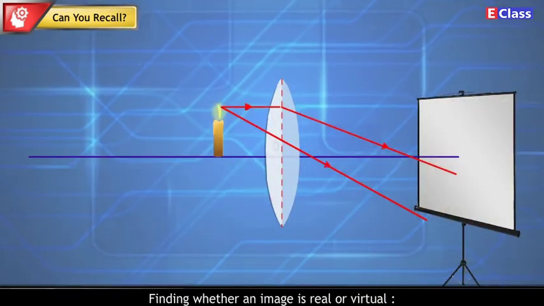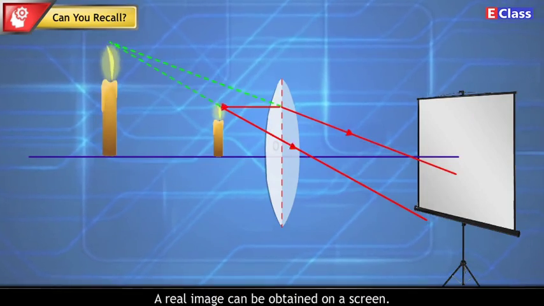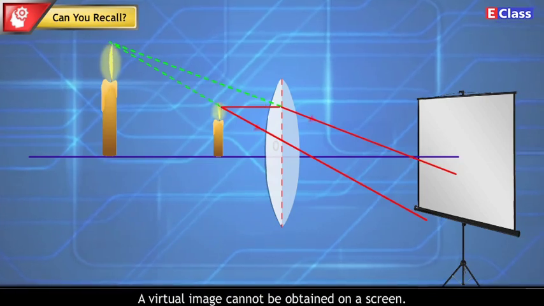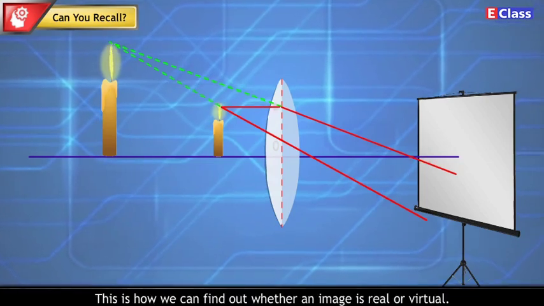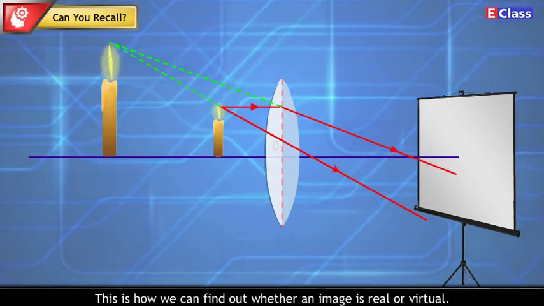Finding whether an image is real or virtual. A real image can be obtained on a screen. A virtual image cannot be obtained on a screen. This is how we can find out whether an image is real or virtual.